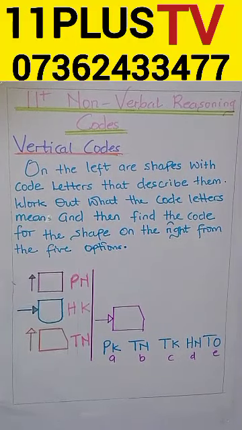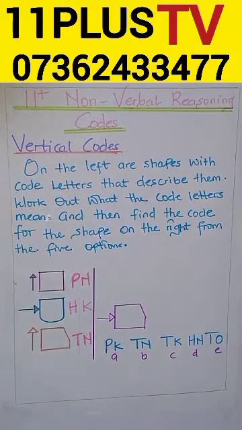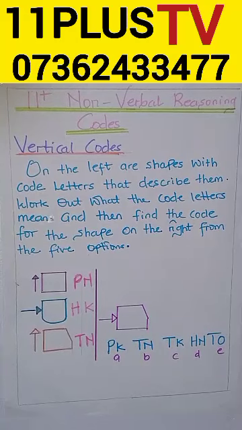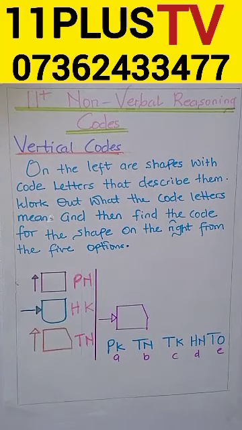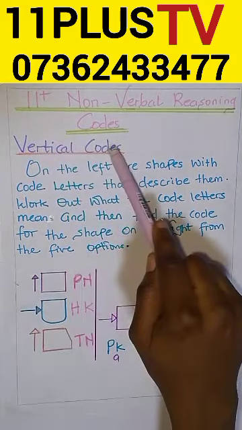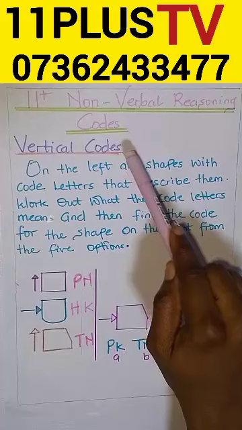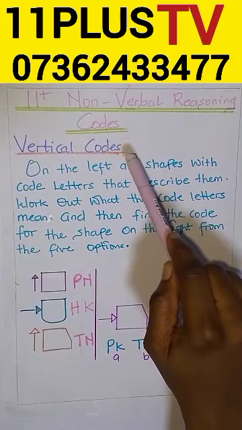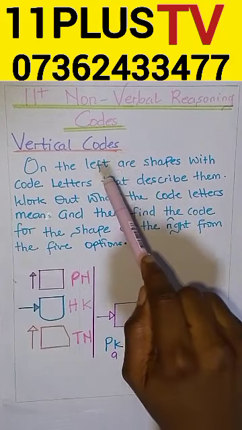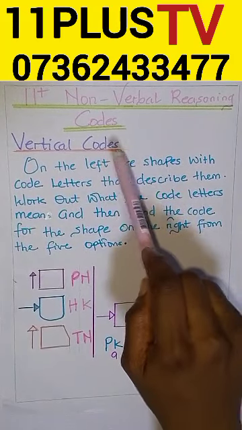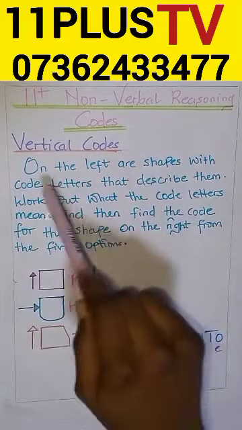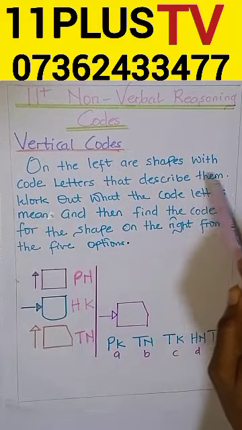Still on codes. For the past videos that we've been doing, we've been looking at codes. Today, we would be looking at another aspect of codes, which is vertical codes. The previous codes that we treated were horizontal codes, but for this class and for this series we'll be looking at vertical codes. On the left are shapes with code letters that describe them.